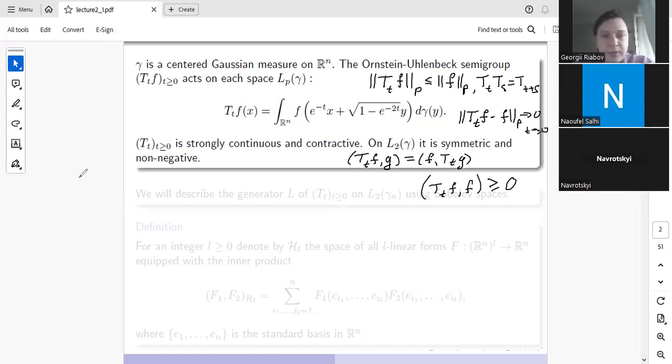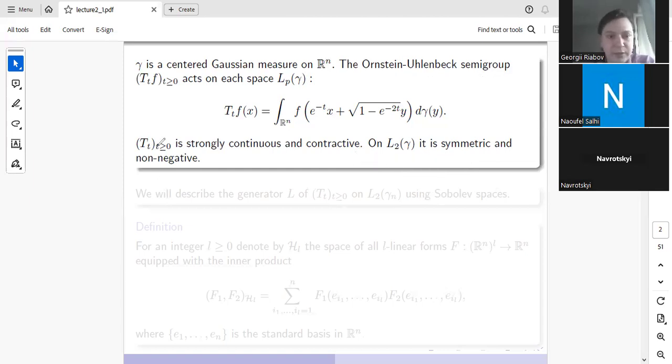As any strongly continuous contractive semigroup, it has a generator. And today we will look at the generator of the semigroup on L2, with respect to the standard Gaussian measure. It is denoted by L.